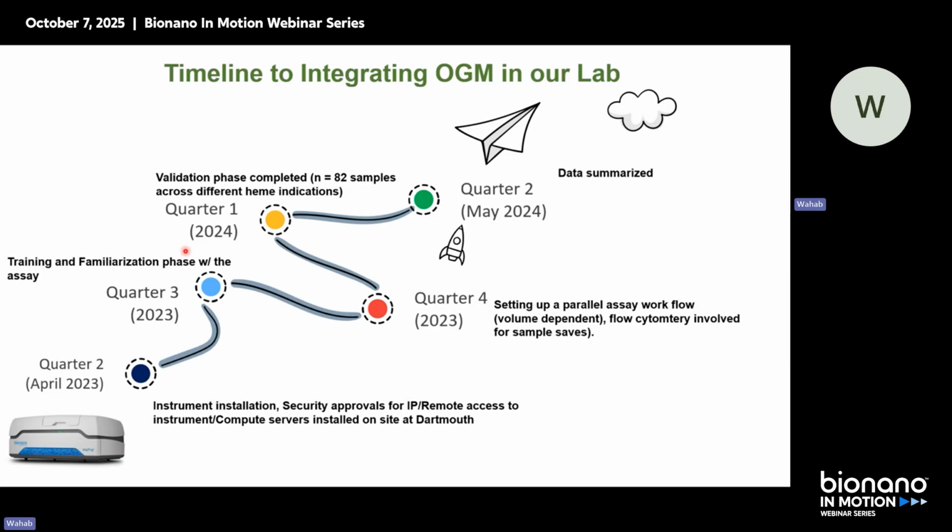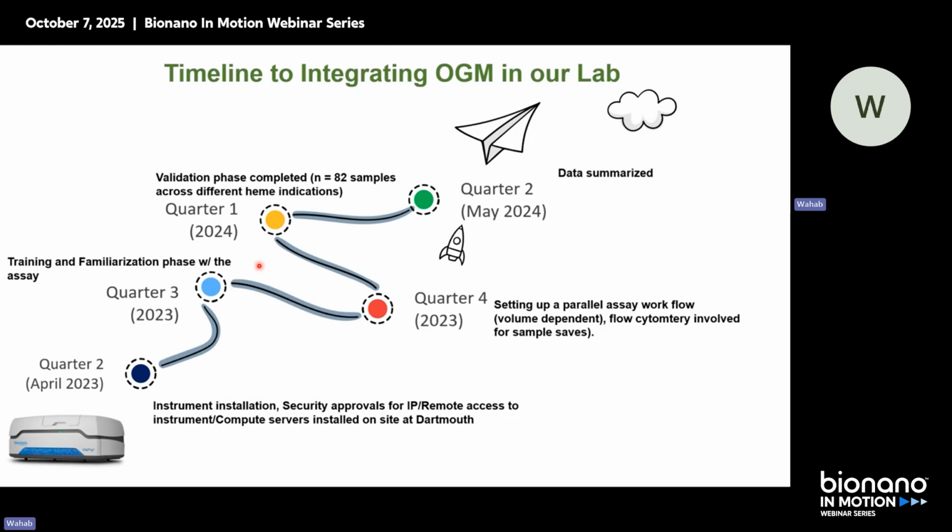So the journey for us to current state goes back about a couple of years. We acquired the Sapphire instrument in the Department of Pathology at our institution, Dartmouth Health. We started some test familiarization stages, and we really didn't kick off our validation until the first part of Q1 in 2024. We were accumulating samples and freezing down samples prior to that.